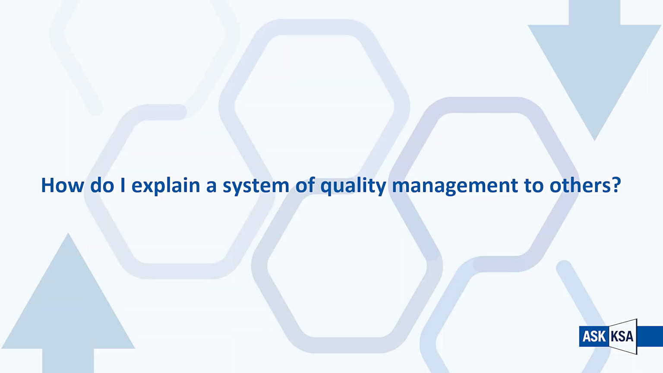Here's the first question. How do I explain a system of quality management to others? In simple terms, a system of quality management is what your firm designs, implements, and operates to ensure the firm and its personnel fulfill their responsibilities, and you issue the right engagement reports.